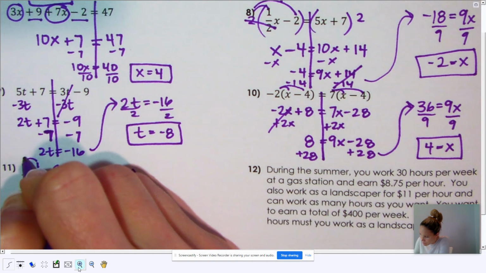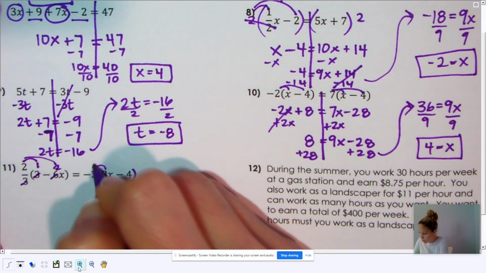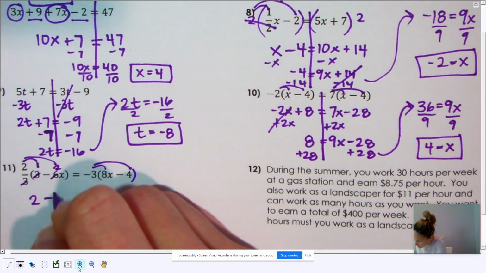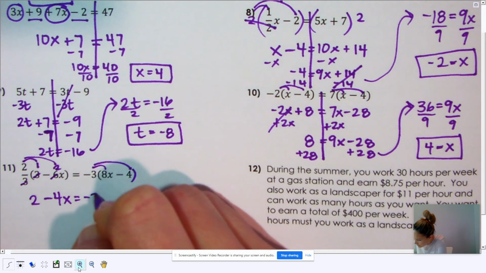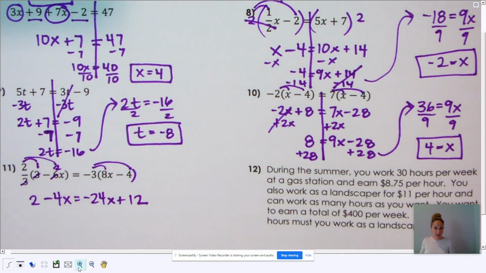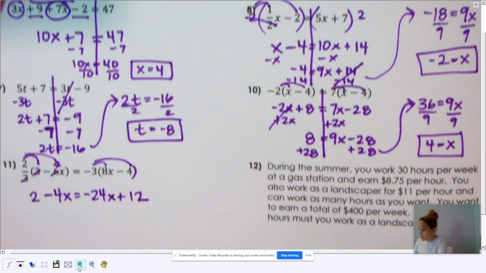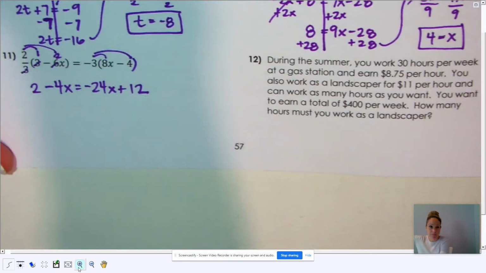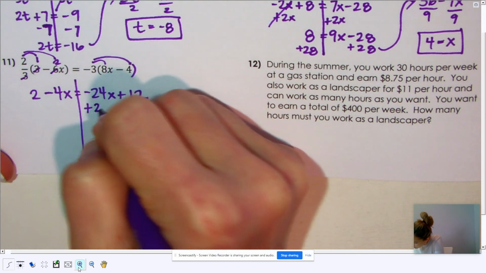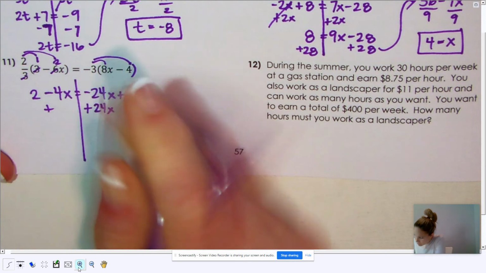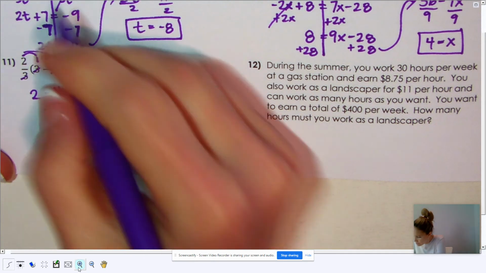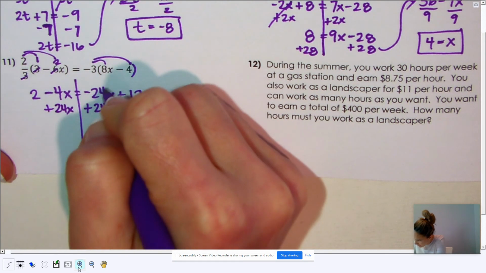Then you can just distribute the multiplication like normal. So 2 times 1 is 2. 2 times 2 is 4. Negative 24 and positive 12. Remember, we're just multiplying everything across. Okay, then we're going to combine like terms. So I'm going to add the smaller one, even though 24 is a bigger number, because it's negative, that gives it a smaller value. So plus 24x on both sides.